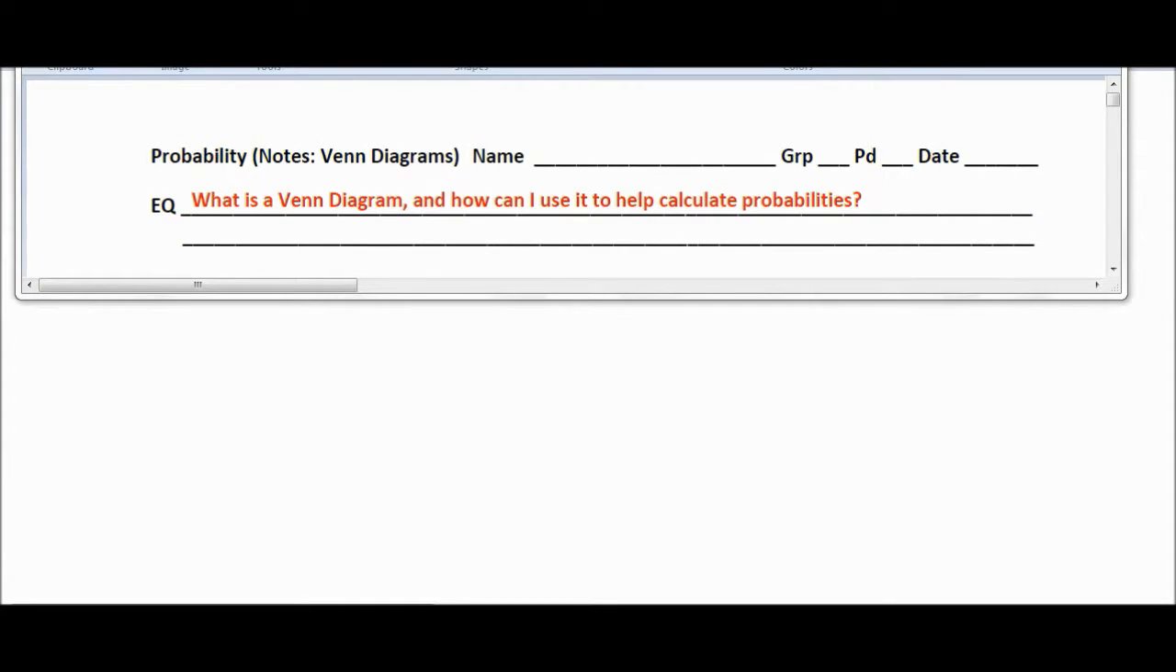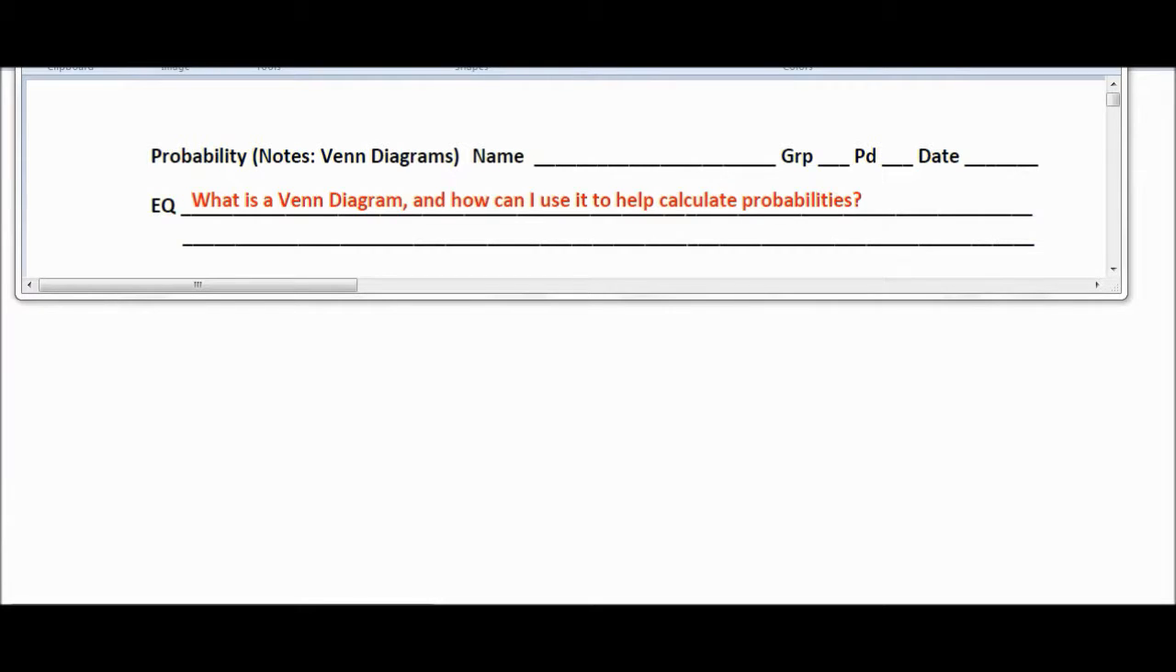So these are your notes for Venn diagrams. The essential question in these notes is, what is a Venn diagram and how can I use it to help calculate probabilities? On Thursday and Friday we worked on tree diagrams, and now we're going to be working on another type of diagram that helps us figure probabilities, and it is a Venn diagram.